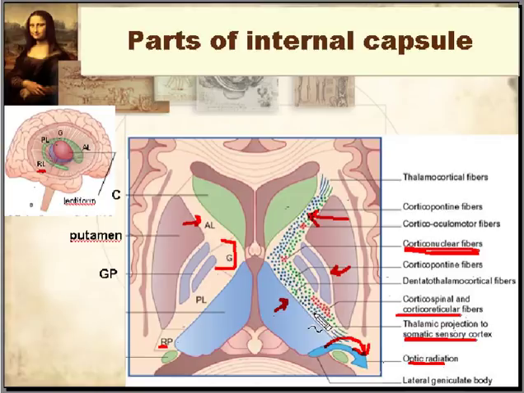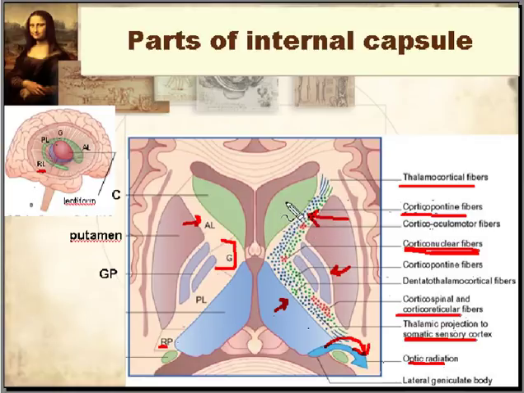In the anterior limb of the internal capsule, we have other thalamocortical fibers, and we have the corticopontine fibers. If you remember, these corticopontine fibers went from the cortex to the pons, and then from the pons to the cerebellum. So these are the corticopontine fibers related to the anterior limb.